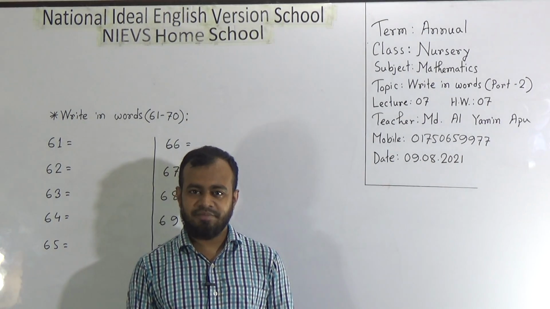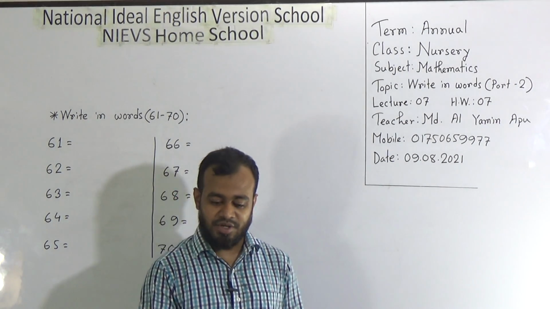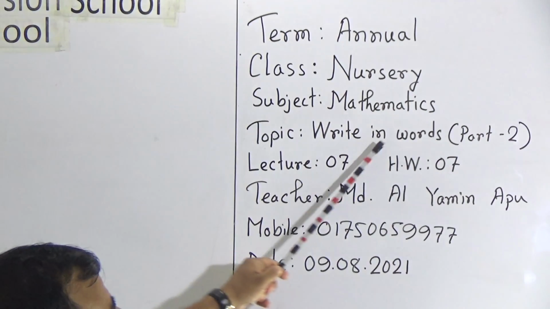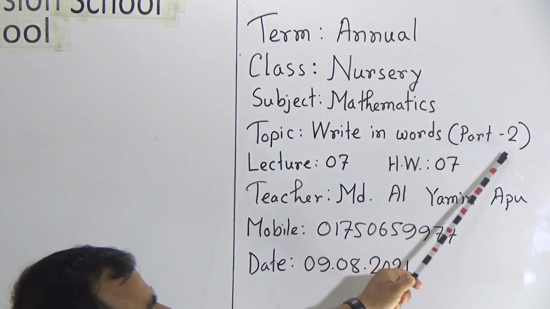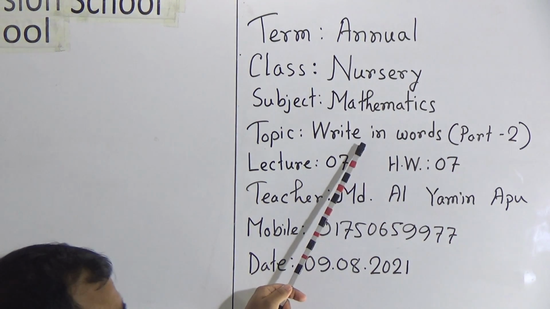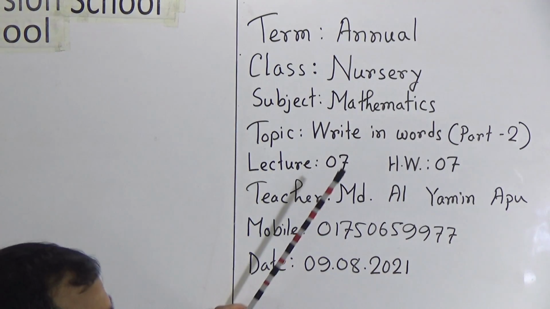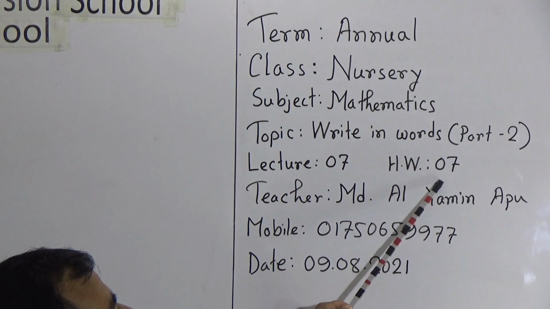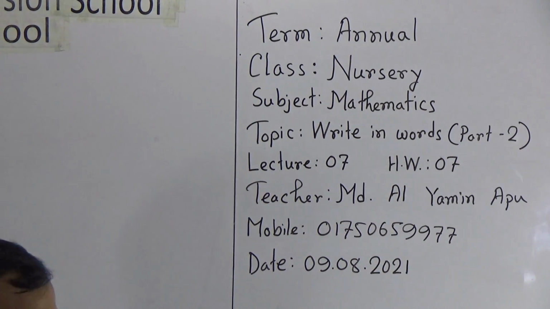Dear students, I am going to take a math class today for the students of class nursery. Let's start. Our today's topic is write in words, part 2. In part 1 we learned writing numbers from 51 to 60. We will learn today from 61 to 70. Our lecture number is 7 and your homework number is 7 today, for the annual term examination.